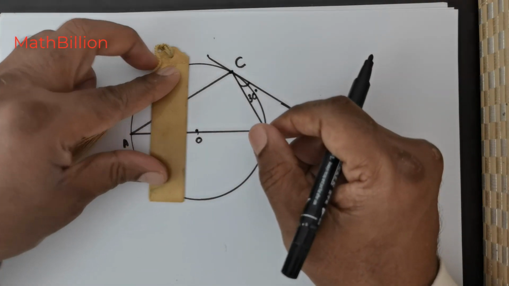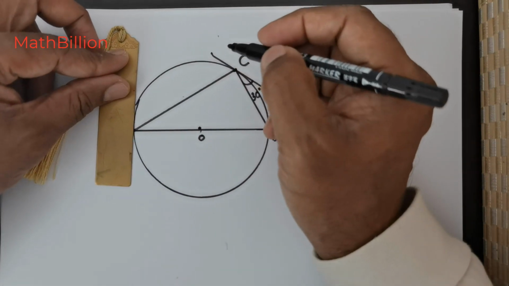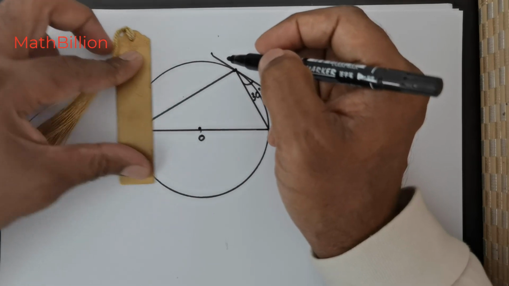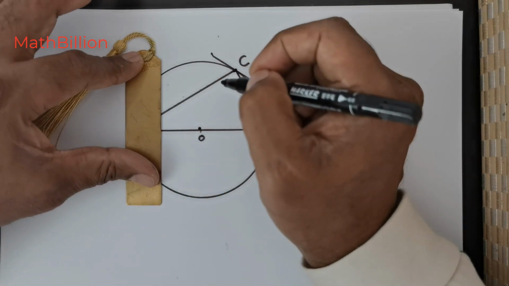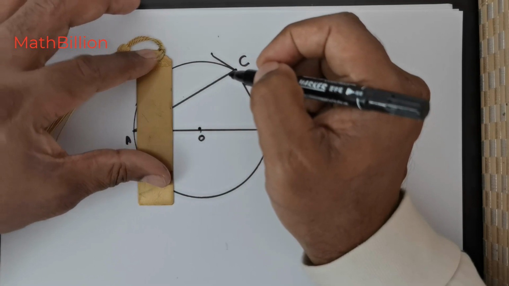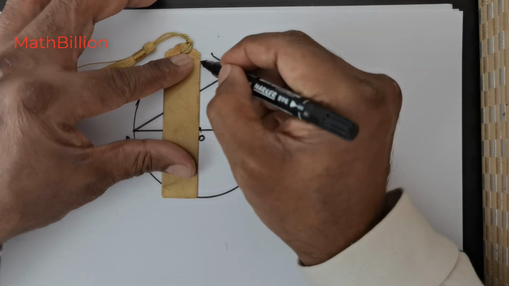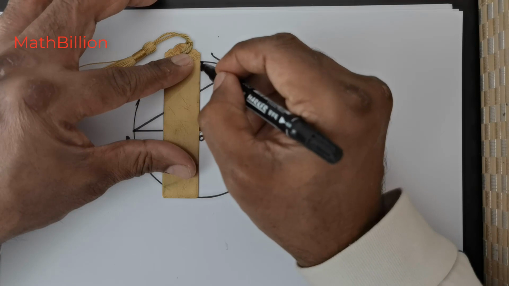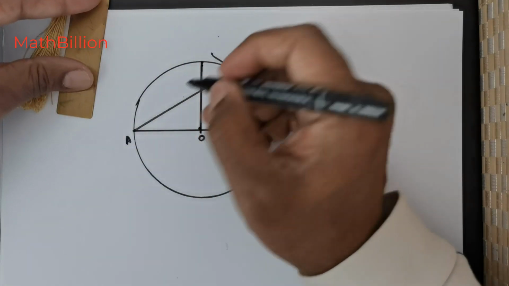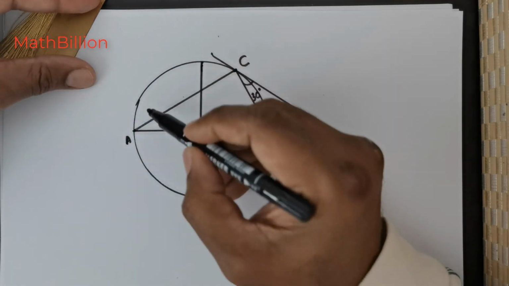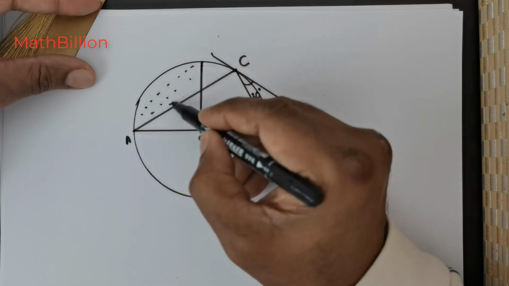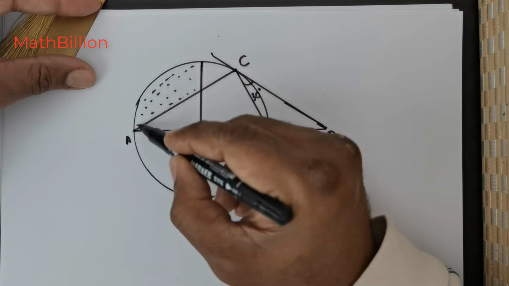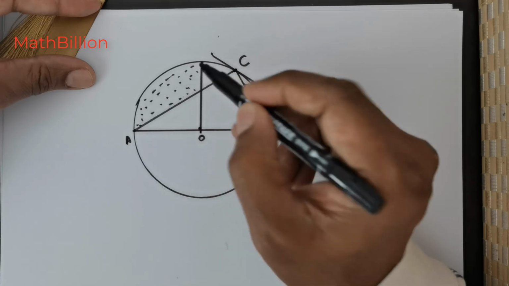So that shaded region is actually on the second quadrant. So let me draw that shaded region. So we are to find the area of this part. So this is an interesting question, right?